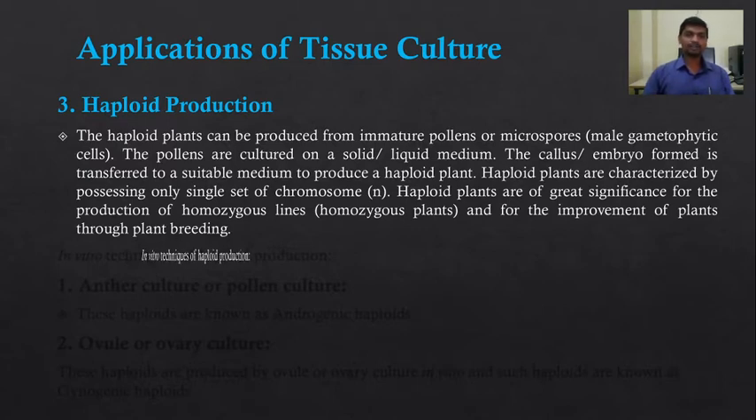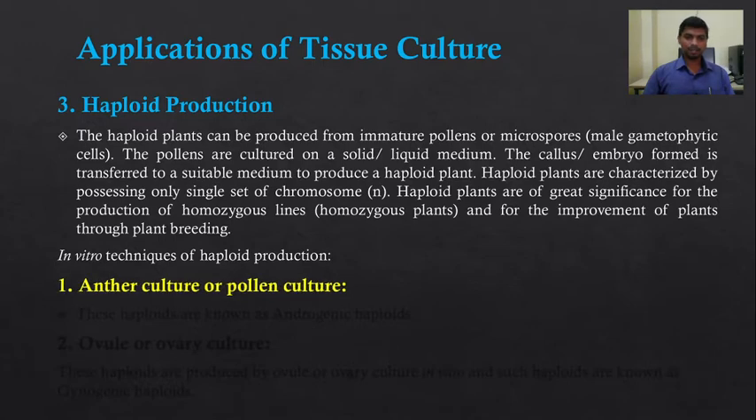Now, the in vitro techniques of haploid production. The first one is anther culture or pollen culture. In this method, haploid plants are obtained by culturing anther or pollen. These haploids are known as androgenic haploids, because the anther and pollen are part of the androecium. The haploid plants obtained after culturing anther or pollen on solid or liquid medium are androgenic haploids.